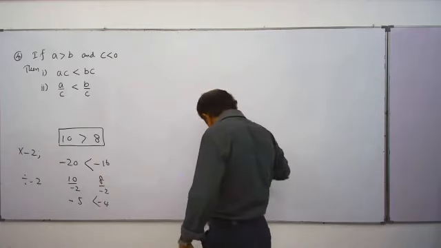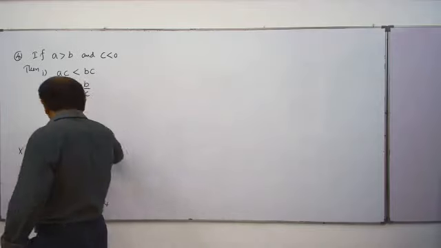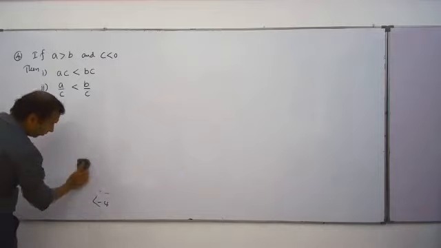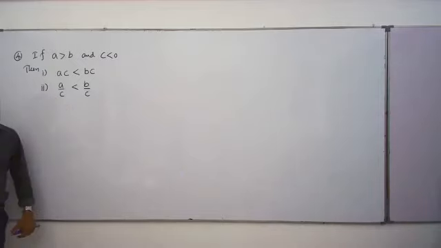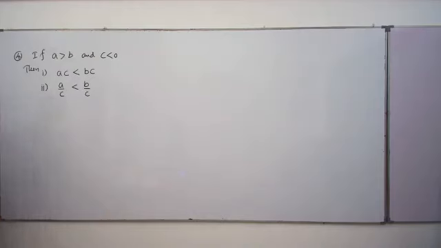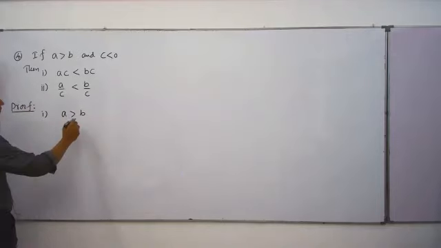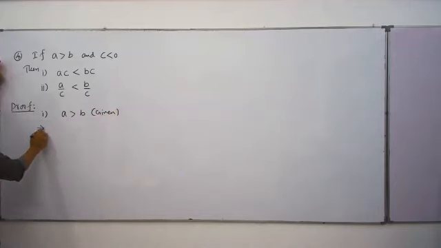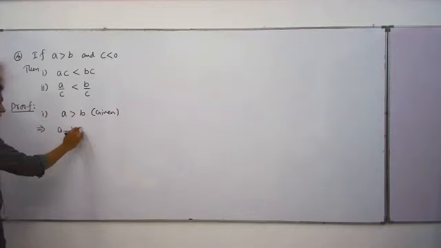Next theorem is this. And how to prove this, people? That proof. Number 1, A greater than B is given. This implies A minus B greater than 0.